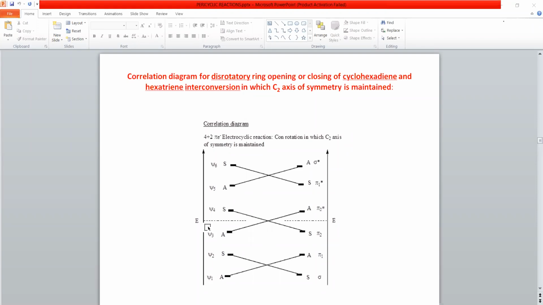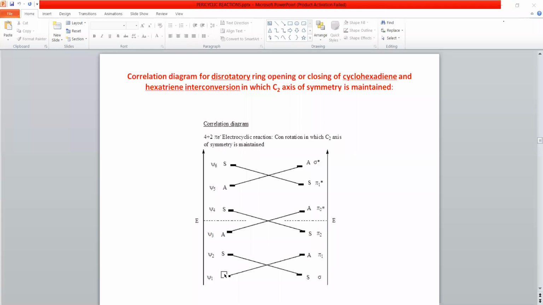So that means the ground state orbitals of the product do not correlate with the ground state orbitals of the reactant. Therefore, this reaction is thermally forbidden. When the ground state orbitals of the reactant do not correlate with the ground state orbitals of the product, the reaction is thermally forbidden.